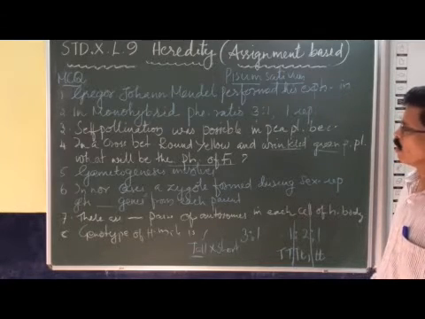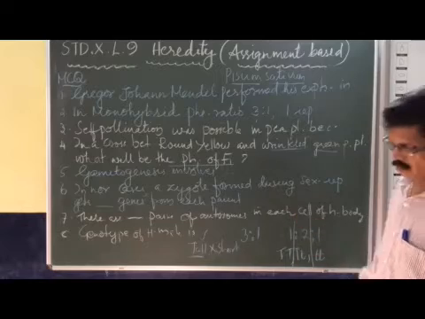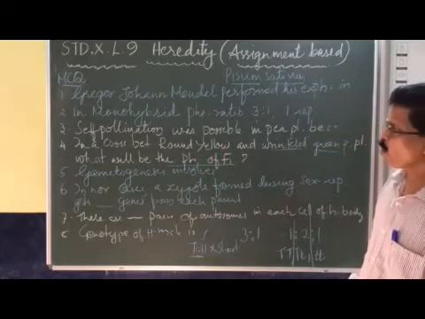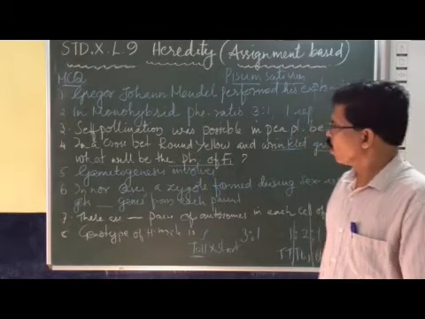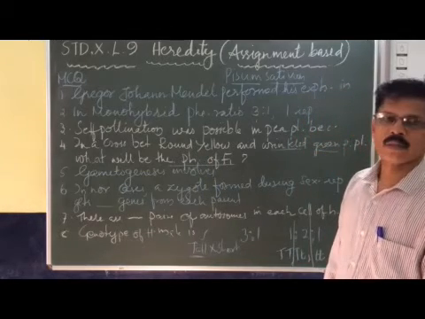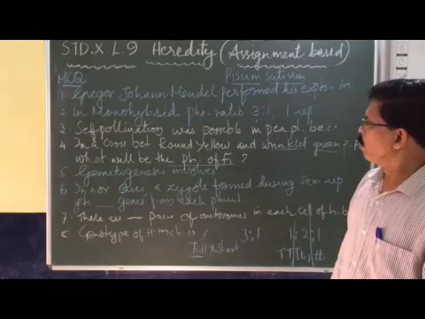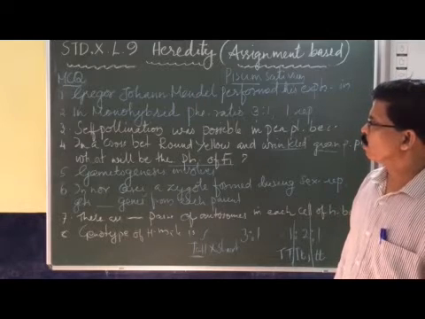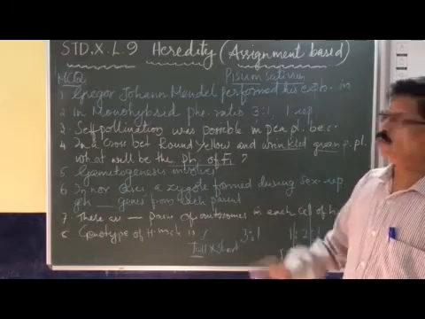So what will be the phenotype of F1? Of course, the phenotype will be round yellow, because the round and yellow are dominant traits. Hence we can say round yellow will be in the F1.